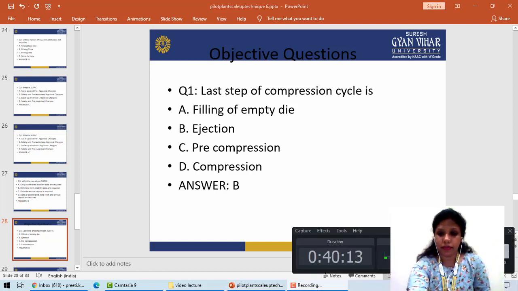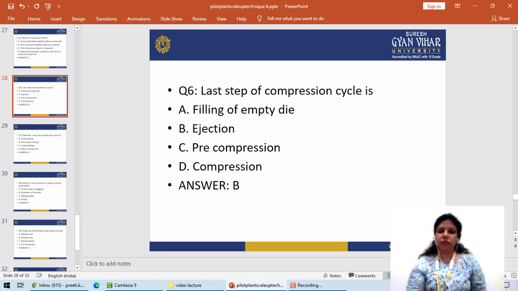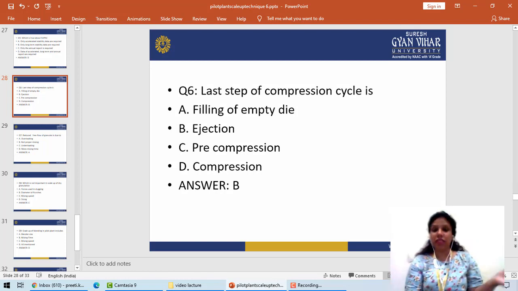The next question is, last step of compression cycle is... Actually in this video I have mixed some questions related to previous videos also, so that it is easy to remind you of the things from the previous video. So the last step of compression cycle is, the answer is ejection. Filling of die is not it, pre-compression is not it, and compression is not it. So that means ejection is the last step of the compression cycle.